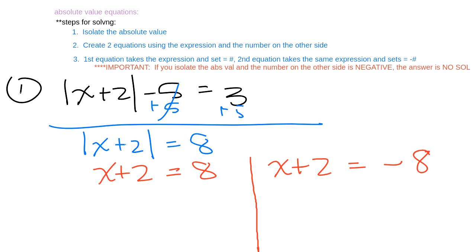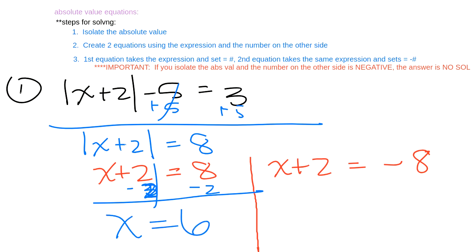So we have to solve them using opposite operations just like we did before. So we're going to subtract 2, that's a 3, subtract 2, and we get x equals 6. On this side, we do the same thing, minus 2, except we get x equals negative 10.